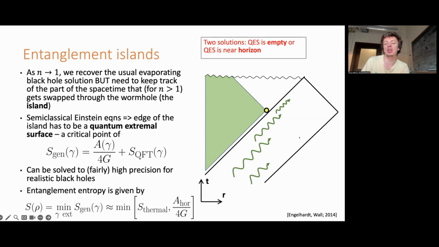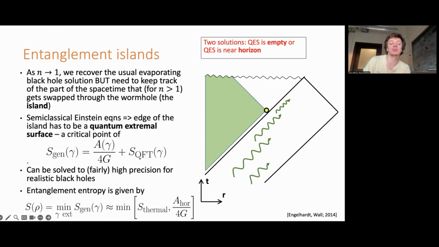So in our case, we have to minimize over either having an empty island and just looking at the generalized entropy of that, or looking at the generalized entropy of this island QES. The generalized entropy of the empty island, well, the area of the edge of an empty region is 0, so this term is 0. And the QFT entanglement entropy of the island plus the radiation is just the QFT entanglement entropy of the radiation. So it's in fact just Hawking's answer. So when the QES is empty, then Hawking was right. And we get an answer that just looks like the thermal entropy of the radiation.